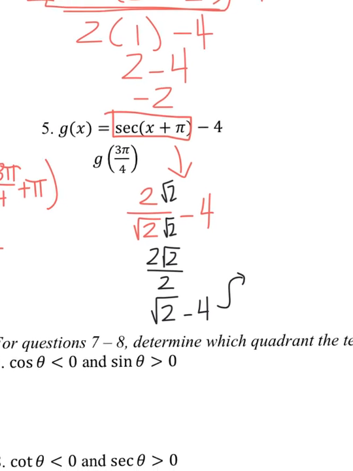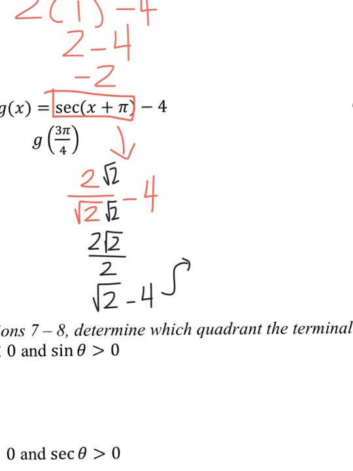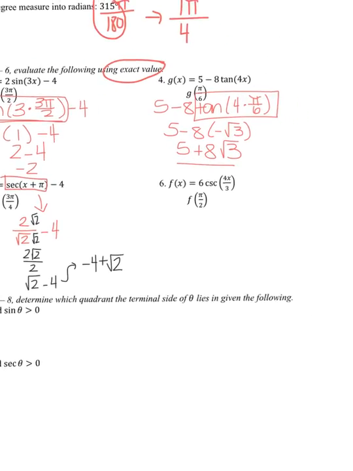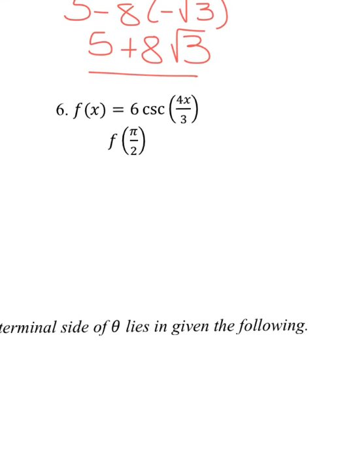This is an acceptable answer, but a multiple choice answer will probably put the square root at the end, just because typically we usually write the radicals at the end. So this would be negative 4 plus the square root of 2. And then the last one for this is number 6.